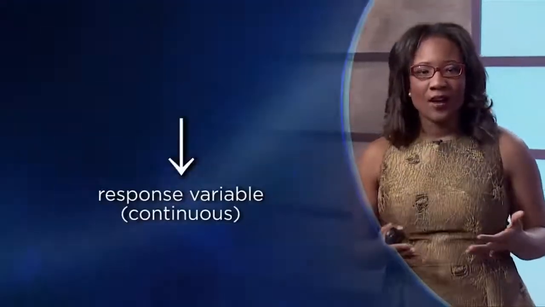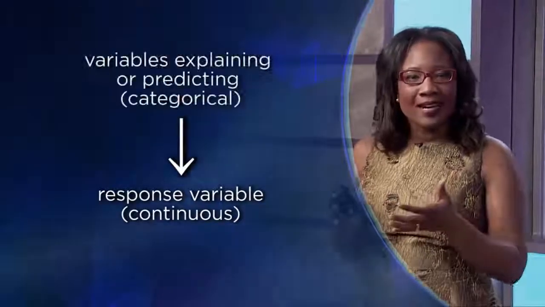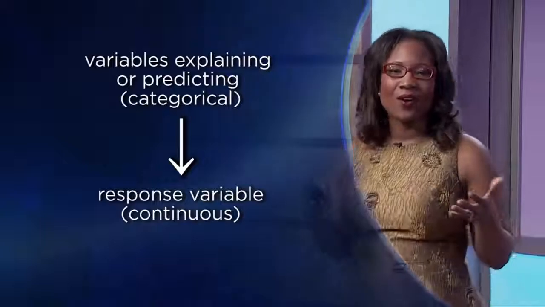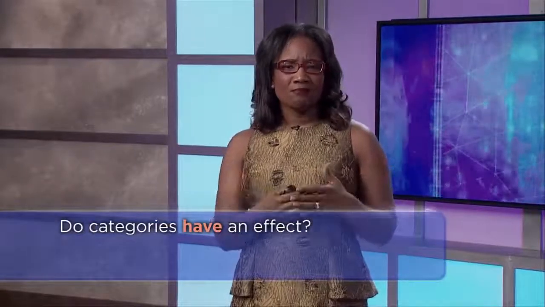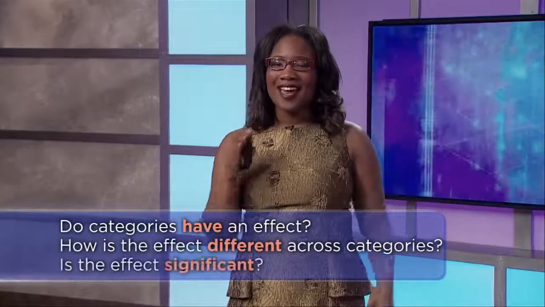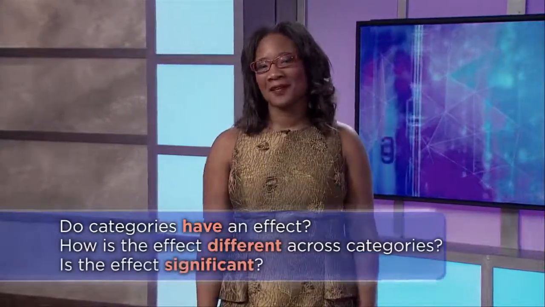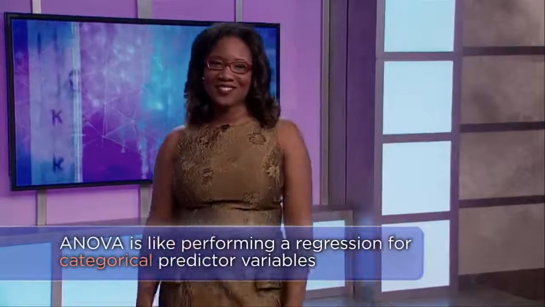Now, ANOVA is used to model situations where our response variable is continuous and our variables explaining or predicting that response are all categorical. ANOVA answers this question: do categories have an effect? So, how is the effect different across categories? And is that effect even significant? Well, you can think of ANOVA as regression specifically for categorical predictor variables.